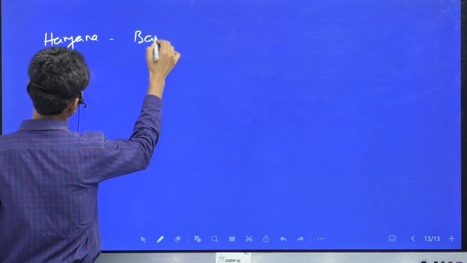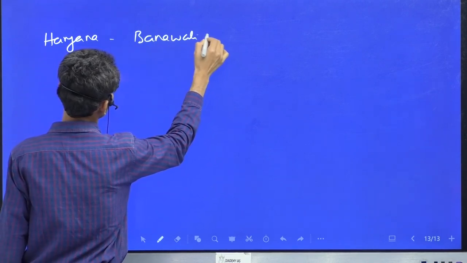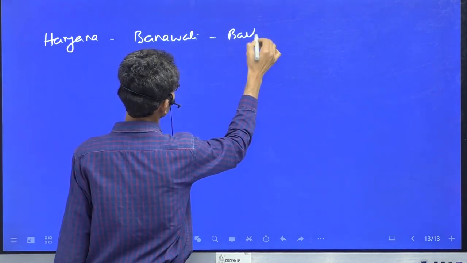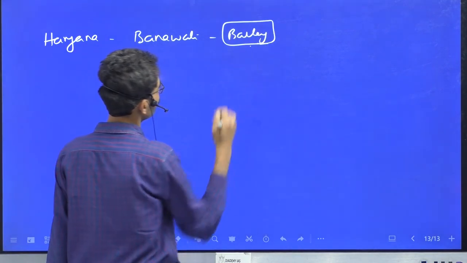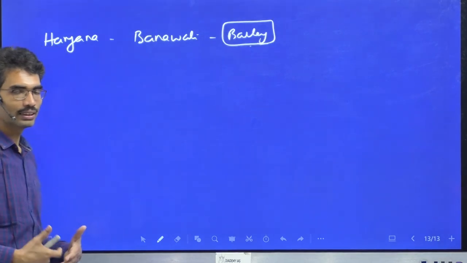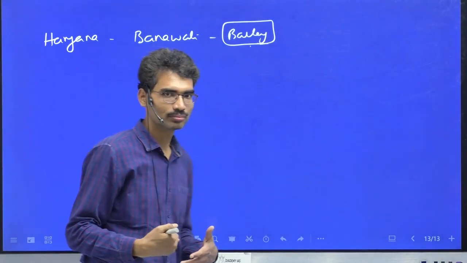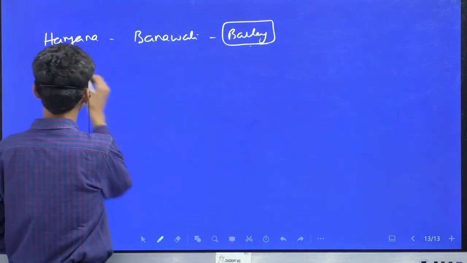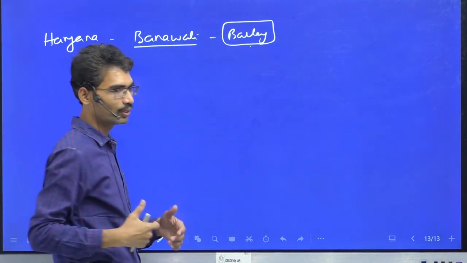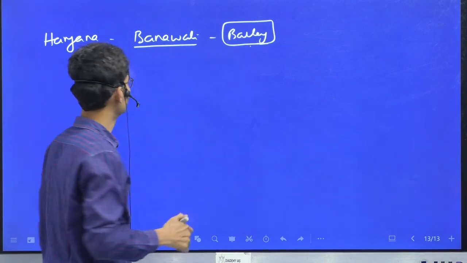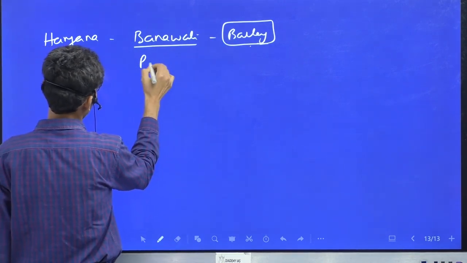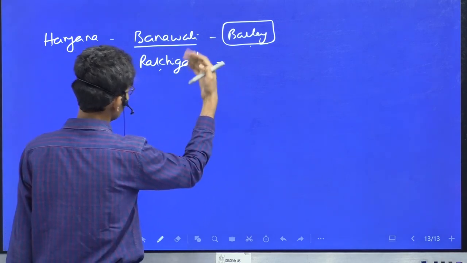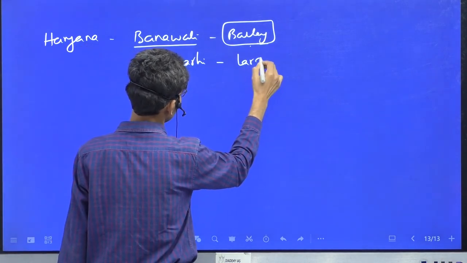we have a place called Banawali. This Banawali is known for barley evidence. So barley grains were recovered. This shows they knew barley crop. Because prelims point of view, you need to know these things. Then Rakhi Garhi. This is known as the largest.